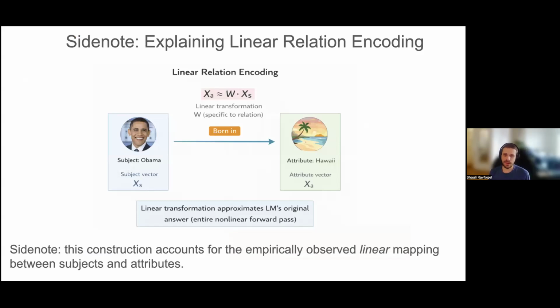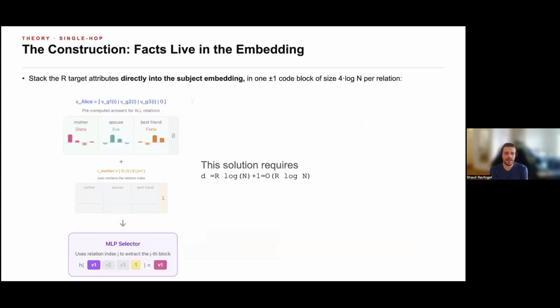I'll mention that this kind of solution has this nice property that it explains the empirical finding that I mentioned earlier, the fact that you have empirically a linear map between the representation of the subject and the representation of the attribute or the answer for every particular relation. So we have one individual linear map per relation, and you can see it very clearly because the embedding of the subject is just like the concatenation of all entities. If we specify the relation, we have a trivial linear map between the embedding of Alice and the embedding of the attribute.